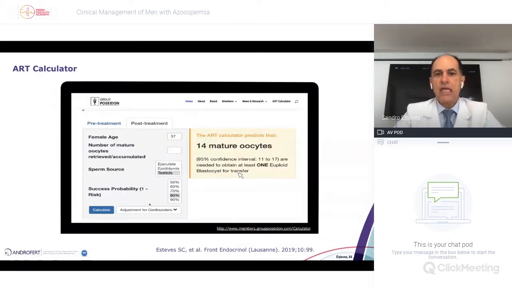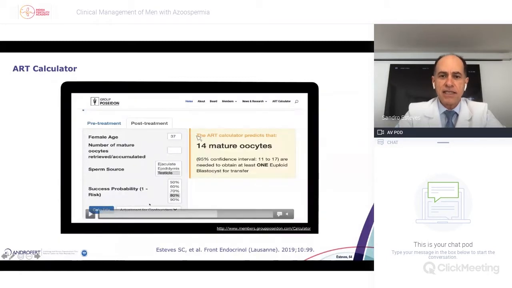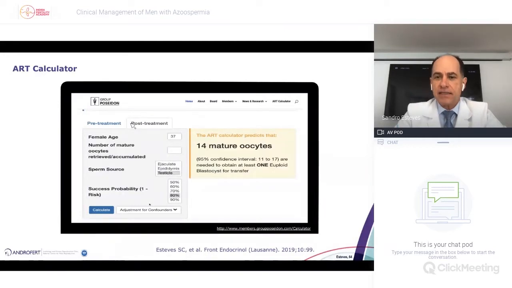For instance, you have a patient in front of you in which the lady is 37 years old. The husband has non-obstructive azoospermia due to spermatogenic failure. And then, in order to optimize the ICSI outcome, ideally you should have 14 M2 oocytes, because according to the predictive model, having 14 oocytes, you will have at least one euploid blastocyst for transfer. There's no need to do PGT. This is just an estimation.